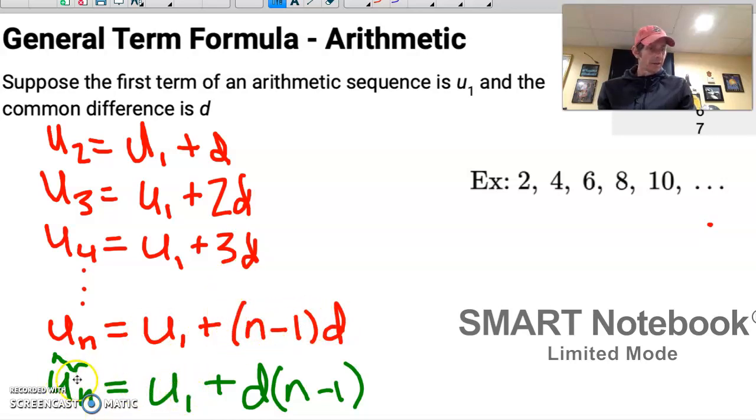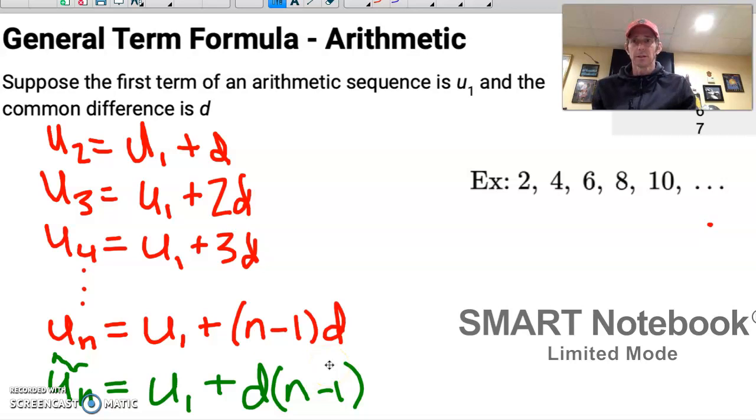Again, this u of n is your term value. This represents your first term or your initial amount. This is your common difference. And this n right here is your index.